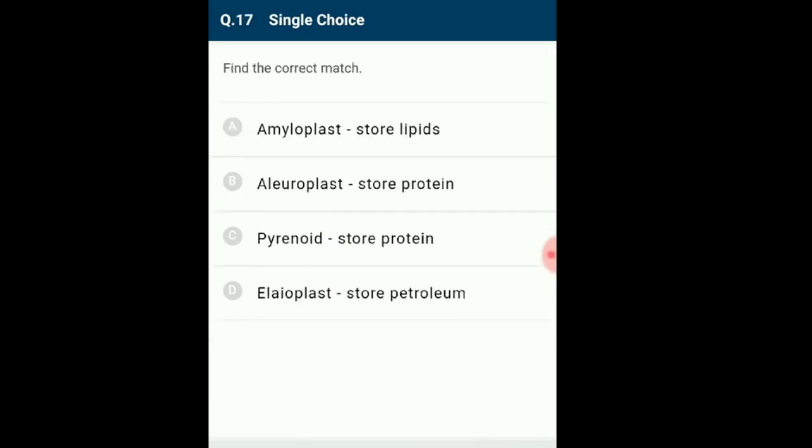17. Find the correct match. Leucoplasts are colorless plastids which carry out storage of food. Food can be stored in the form of carbohydrate in amyloplast, aleuroplast stores proteins and elaioplast stores lipids. Pyrenoids are special structures present in chloroplast of algae which store starch. So the correct match is option B. Aleuroplast stores proteins.